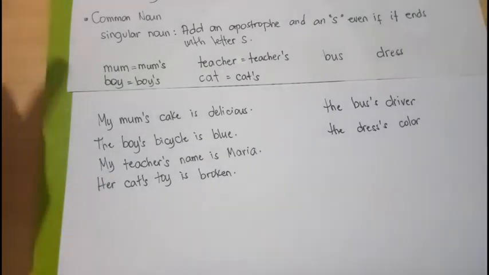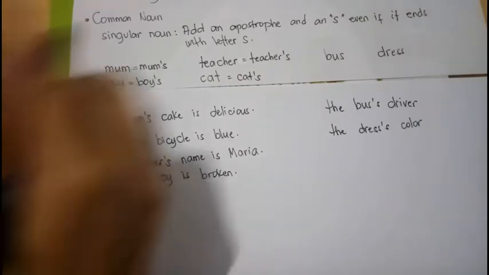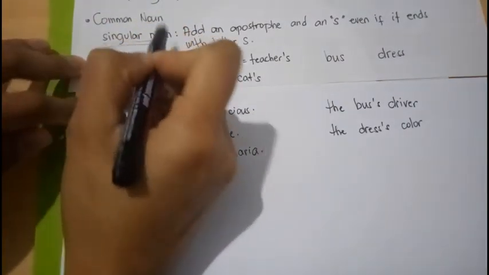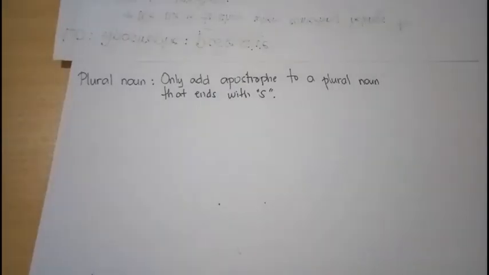So that's for our common noun if it's singular. Remember, this is for singular. Now we'll talk about plural nouns: how to use the possessive apostrophe with plural nouns.